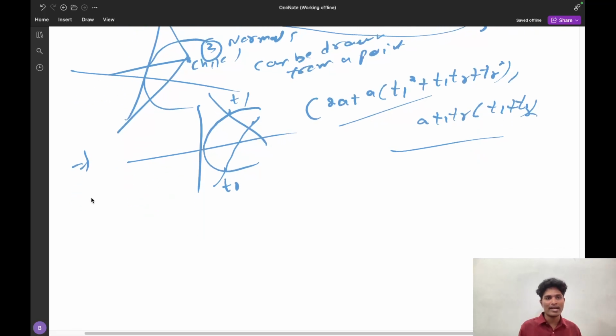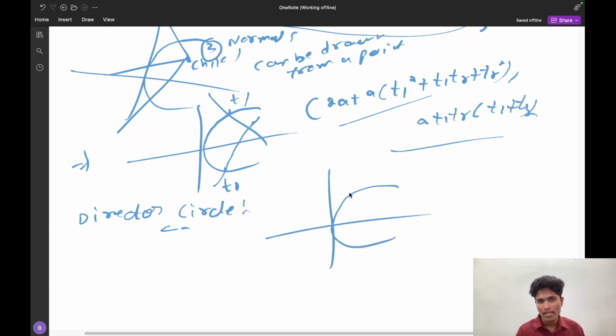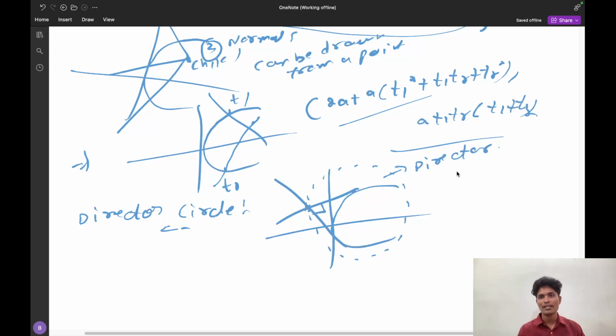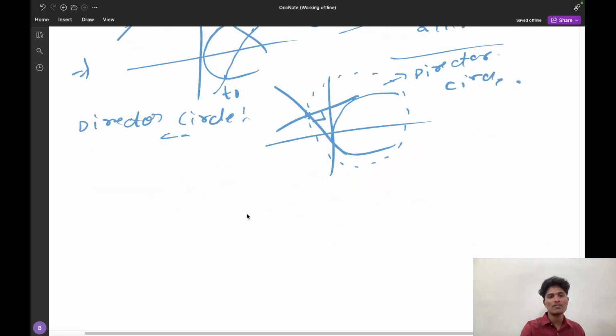Now here also you will get the director circle concept. What do we mean by director circle? I already said it is a type of circle. Suppose I draw two tangents, and the point of intersection gives a right angle. If I draw the circle with the help of this, this circle is called the director circle, because it is the locus of the point of intersection of perpendicular tangents. That's it. And here the common results will be again the same.